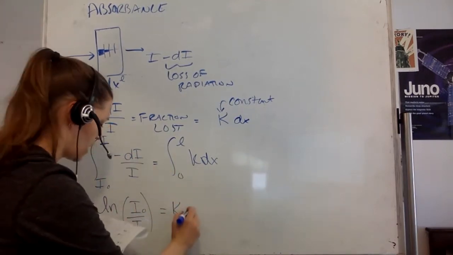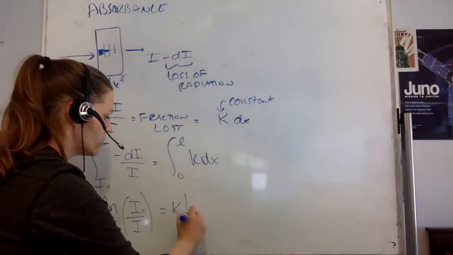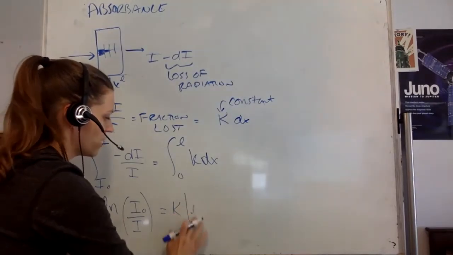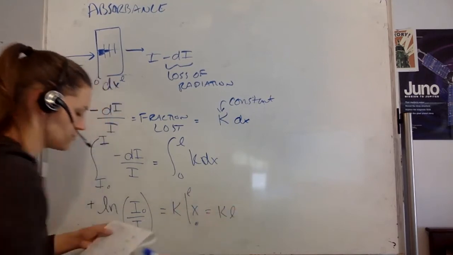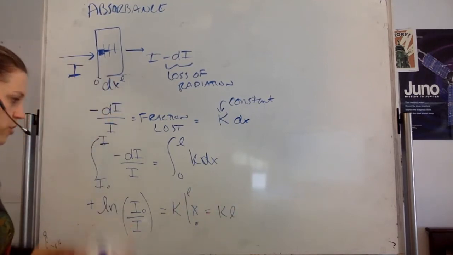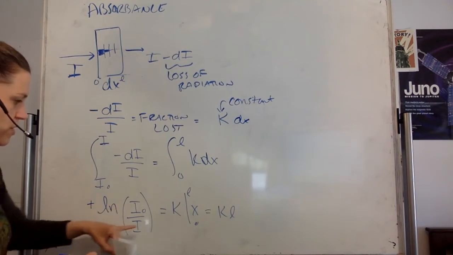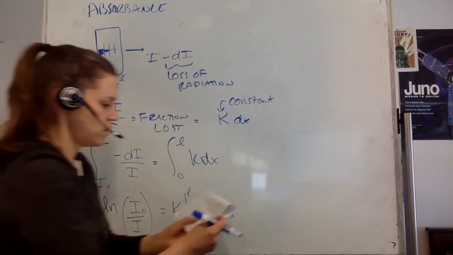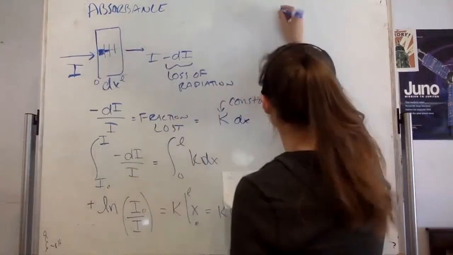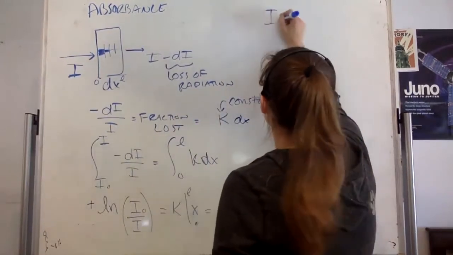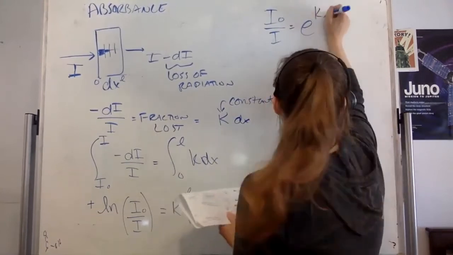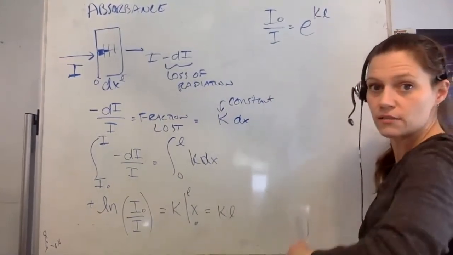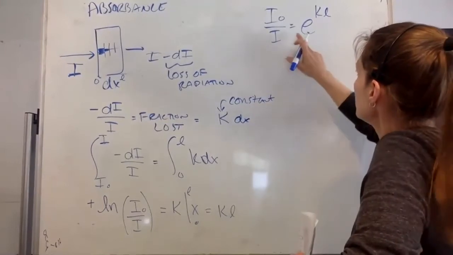So this becomes K times L, or I should say K times x from zero to L, which is just K times L. Go team. So I've got log of I zero over I is equal to KL. Well, I can take the exponent, and this becomes I zero over I equals e to the KL.